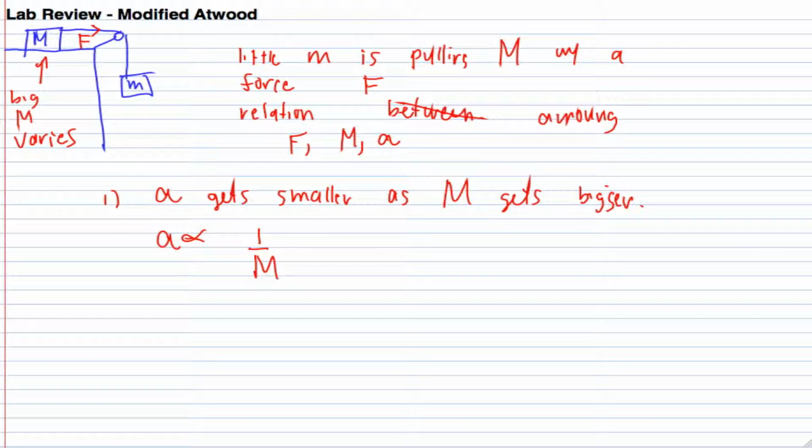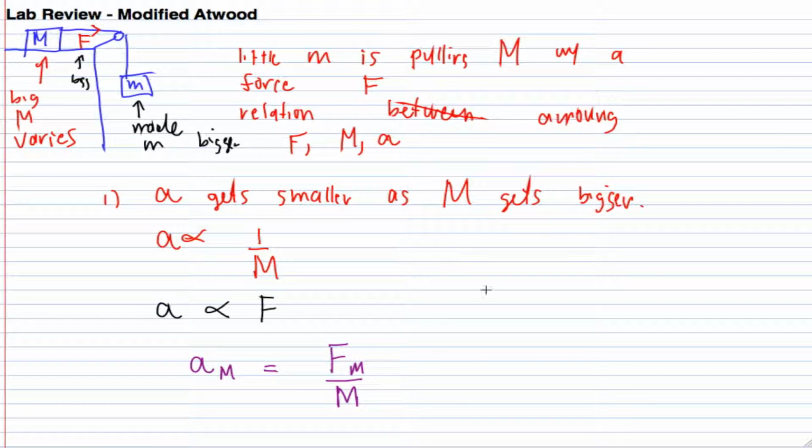Okay. The second thing that we did is that we actually took a look at little m here, and we made little m bigger but kept big M constant. And what we noticed with that is if we make little m bigger, then that makes this force F bigger. And so what we found was that the acceleration is actually directly proportional to the force. So what we were able to conclude is that the acceleration of big M is in fact directly proportional to the force we apply to it and inversely proportional to the mass. We're using a little bit of math here.